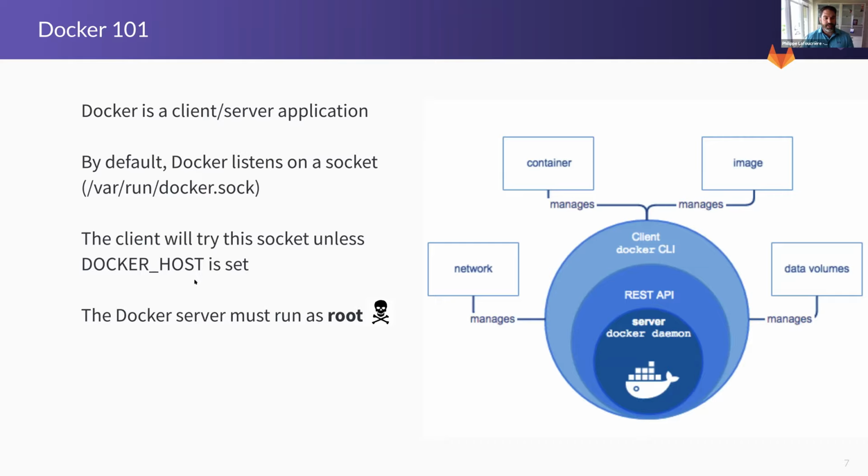The Docker client will use this socket by default unless you have a Docker host environment variable specified. It's the case, for example, in some jobs, and especially with Auto DevOps, if you have runners running on a Kubernetes cluster, all that kind of thing, you need to set up Docker a bit differently.